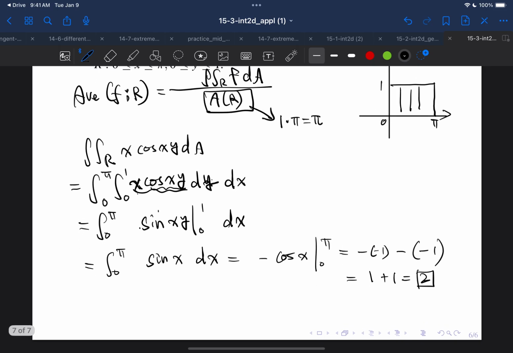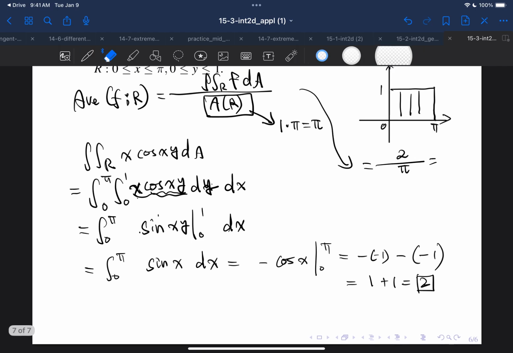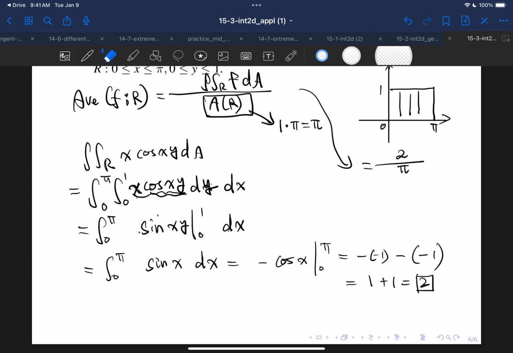So the answer is, looking back at this problem here, the answer is 2 over pi. Yes, there's nothing more. So this 2 over pi is the final answer for this problem. All right, we are going to stop here.